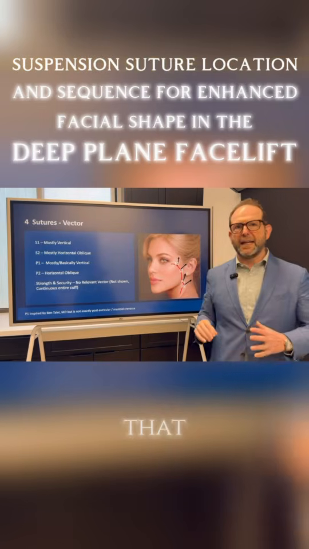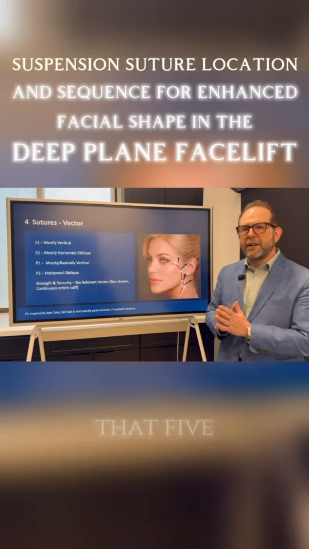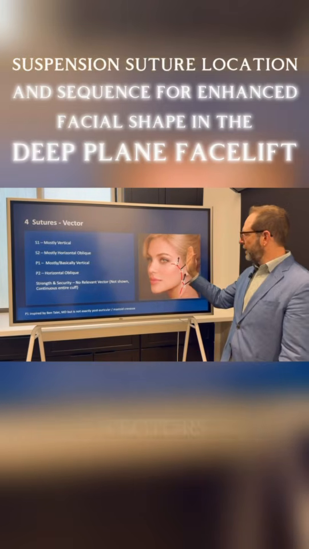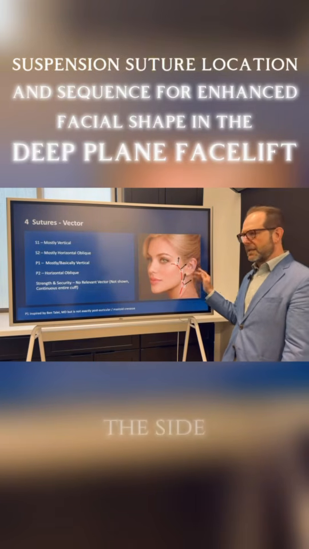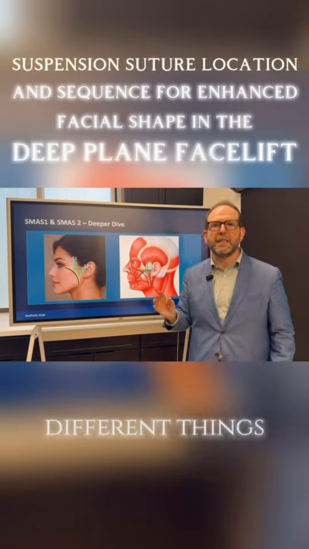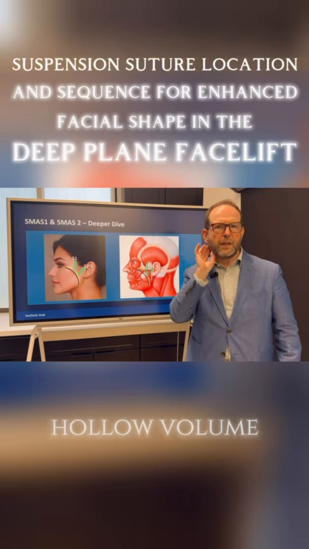Now, how do I bring about that? I have a 5-suture technique. That 5-suture technique has alternating vectors. In the SMAS, up and then to the side, up once again in the platysma, and to the side once again. That does different things. It creates a little bit more volume, a little hollow, volume, hollow.